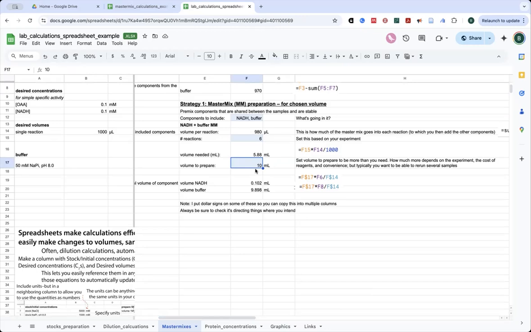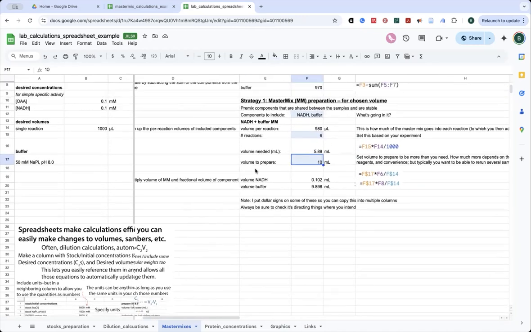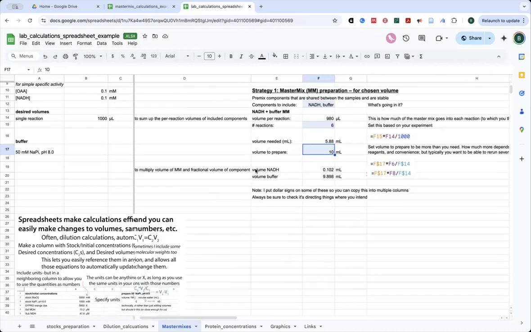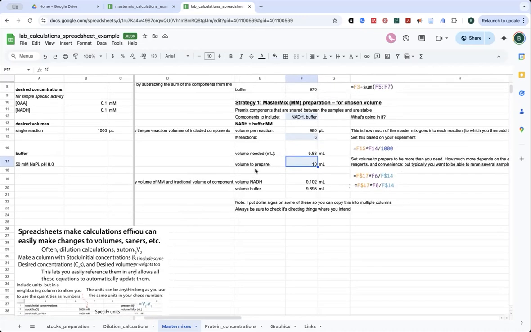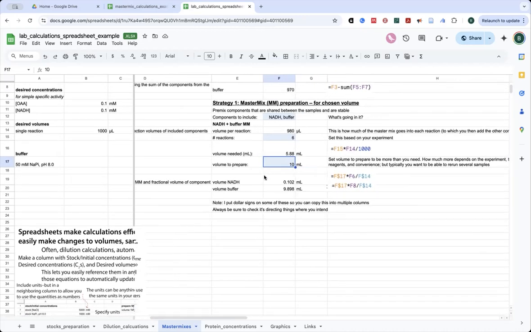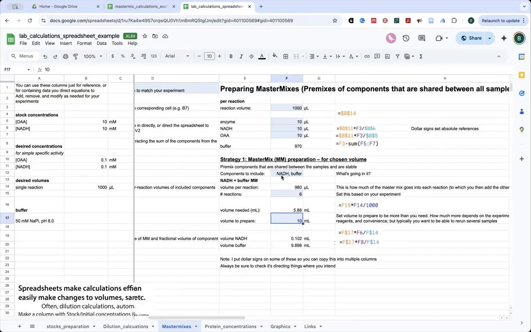So I say I want to prepare 10 milliliters. And now I say, okay, well, how much am I going to need of the NADH and of the buffer in that? And so what I'm going to say is, okay, well, what fraction of the master mix is the NADH and what fraction is the buffer? So remember that the NADH was going to be 10 microliters worth of the total reaction. So it would be a tenth of the total reaction volume. But the master mix is only going to be 980 microliters that we put in each sample. And so it's going to be less. It's missing those other components. So it's going to be more than a tenth.